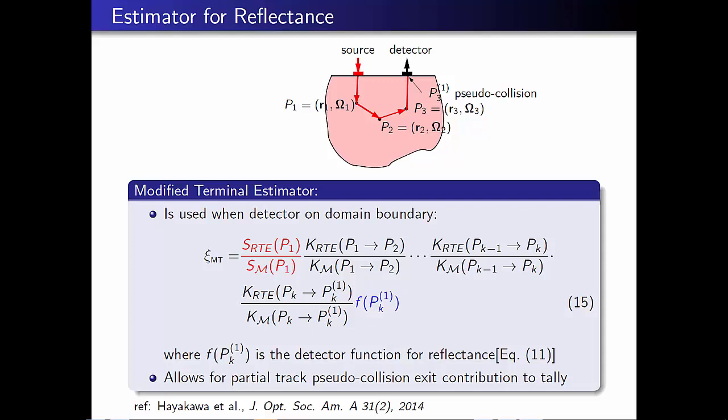And in the numerators are the S and Ks of the RTE, and in the denominator it's the S and K that's actually rolling as the random walk rolls. And this detector function is the one that I showed on the previous chart with the chi function, picking out reflectance.